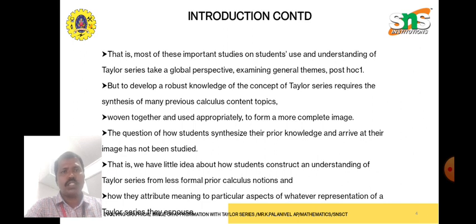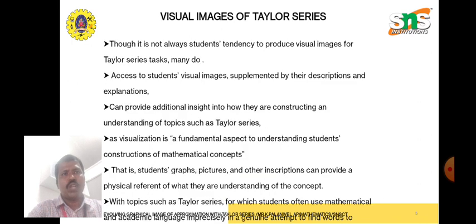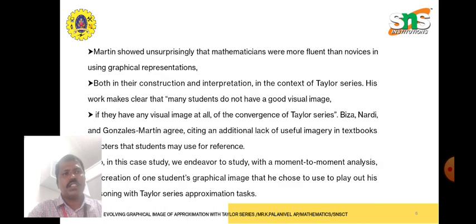The question of how students synthesize their prior knowledge and arrive at their image has not been studied. That is, we have little idea about how students construct an understanding of Taylor series from less formal prior calculus notions. Visual images of Taylor series.